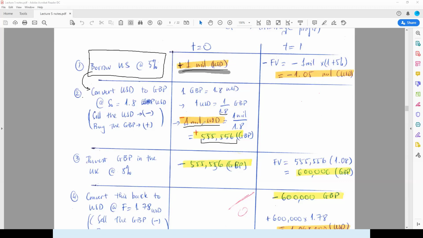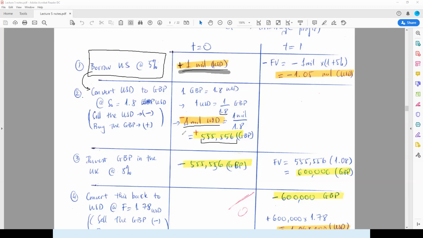So if I convert 1 million USD into pounds at 1.8 USD per pound, I will get 555,556 pounds. Okay. So in this transaction, essentially, I'm selling the USD to acquire the pounds. After the second transaction, I should have 555,556 pounds for investment.